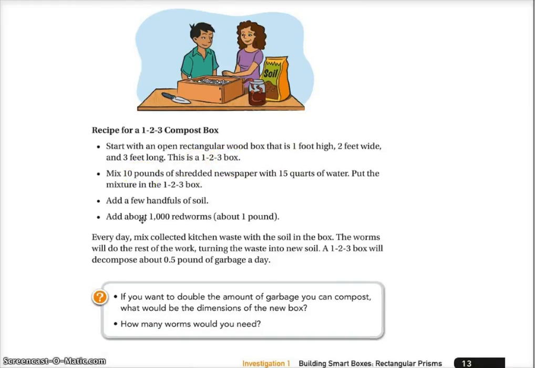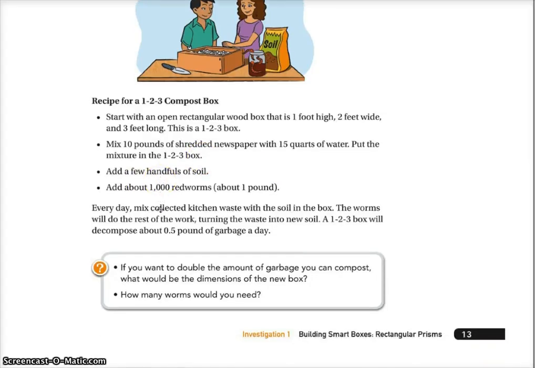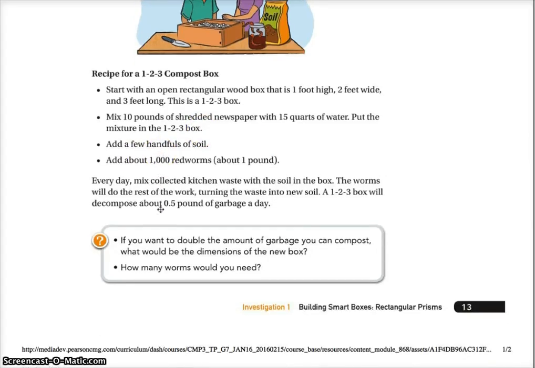Mix 10 pounds of shredded newspaper with 15 quarts of water. Put the mixture in a 1-2-3 box. Add a few handfuls of soil. Add about 1,000 worms. Every day, mix collected waste in the soil in the box. The worms will do the rest of the work, turning the waste into new soil. A 1-2-3 box will decompose about a half a pound of garbage a day.